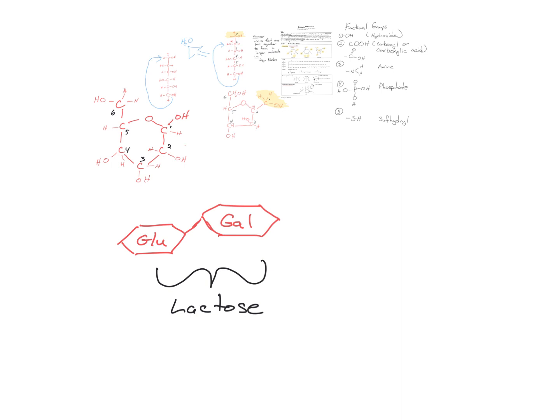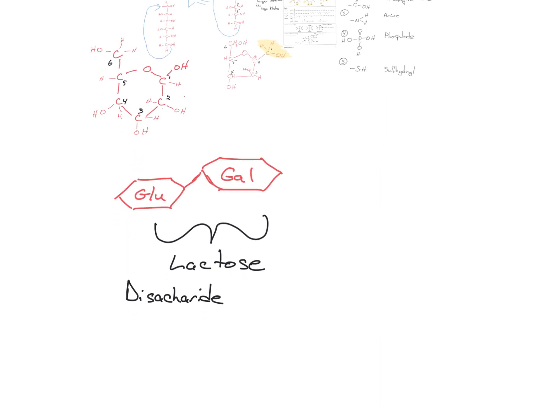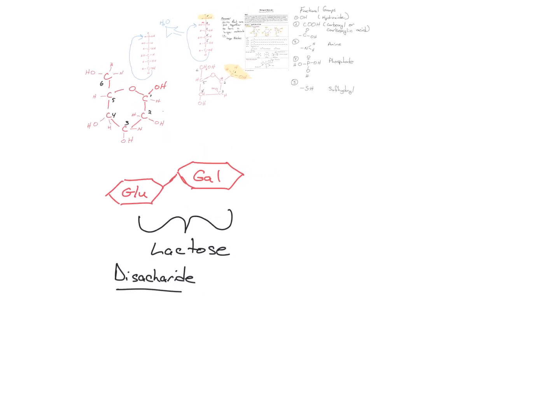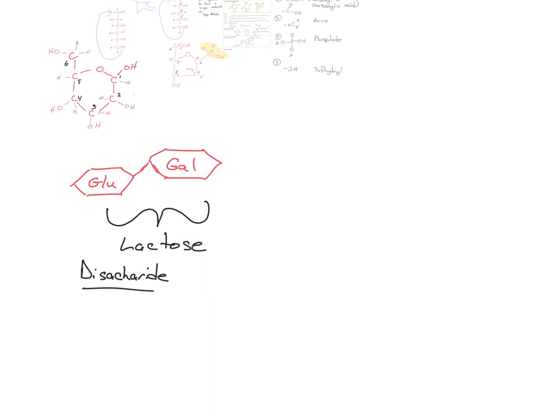and that's a disaccharide, or 2 sugars to form 1 sugar. So it's a 2 sugar. It's a dimer, right? It's not a polymer. Poly means many.